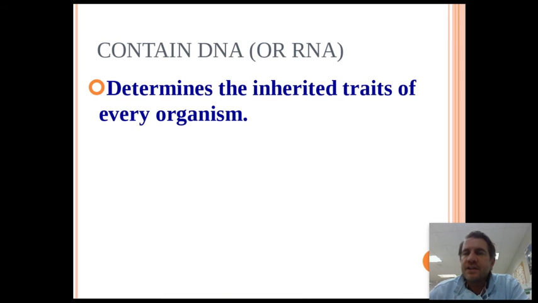Number three is you need to be able to contain DNA or RNA. There are some organisms that contain only RNA. But this determines your inherited traits. So when our egg and sperm come together, 23 chromosomes from the egg, 23 chromosomes from the sperm in humans come together to make an offspring, 46 chromosomes. But that DNA is what passes those traits on to your offspring.